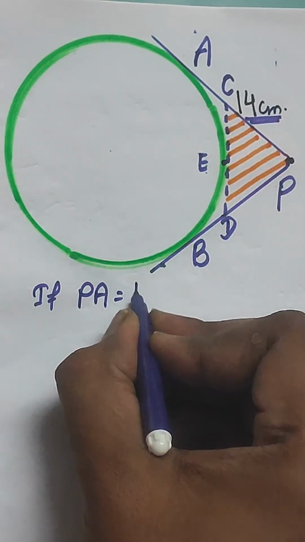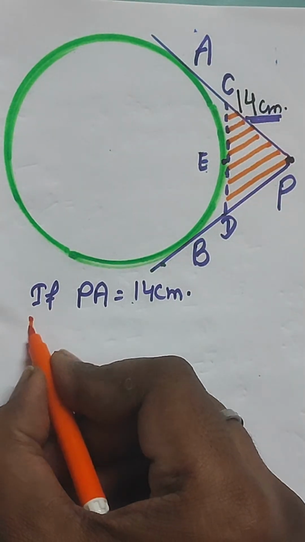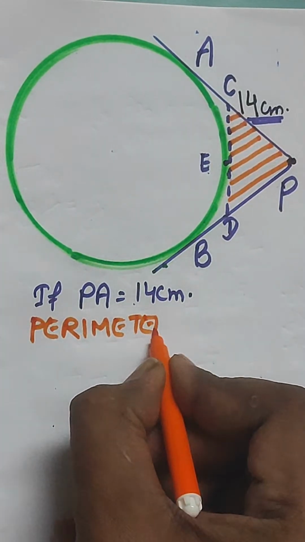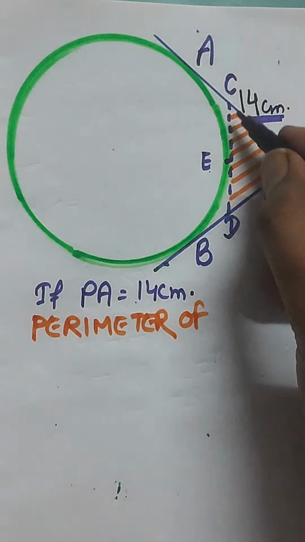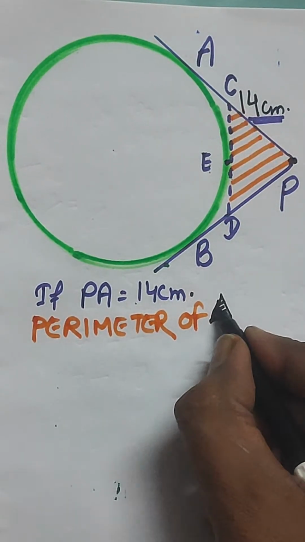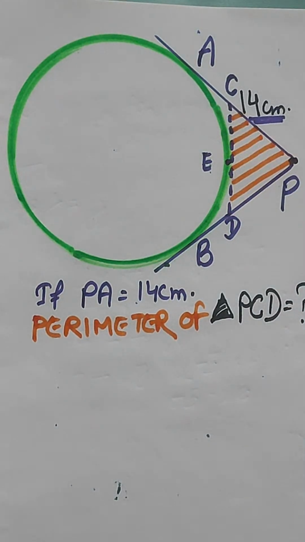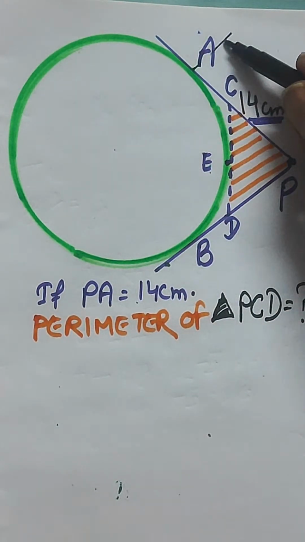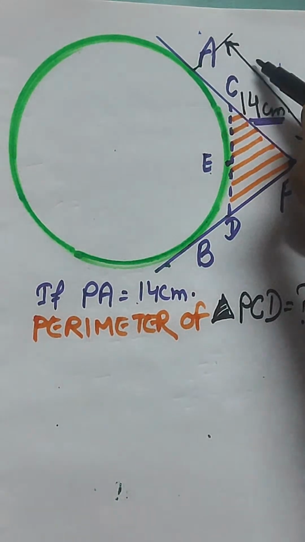So it's given that PA is equal to 14 centimeter, right, then we need to find the perimeter of triangle PCD. That we need to calculate. This is the question. So students, it's given that PA is 14 centimeter. That means the length from P to A is given to you, and this is 14.